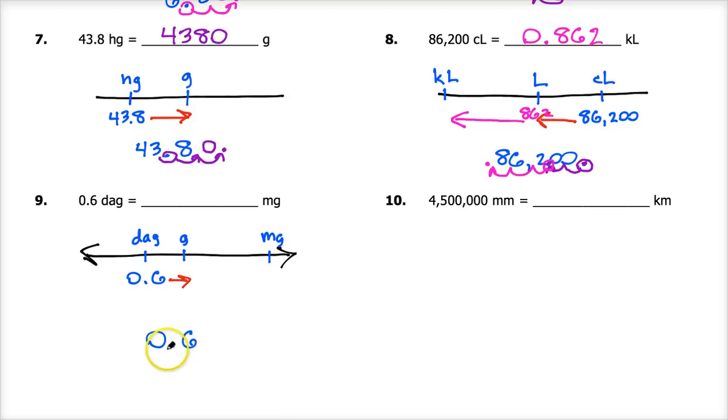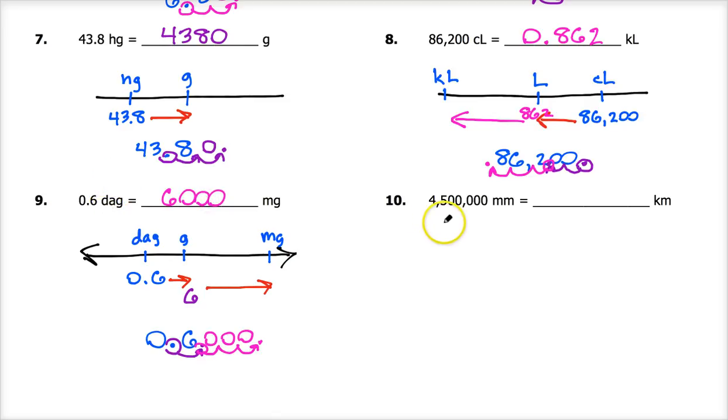So if we have 0.6 decagrams, then we have 6 grams. And then from there, we need to move our decimal 3 more places to the right. So if we move our decimal 3 more places to the right, 1 place would put us at 60, another at 600, and then a third decimal place, 6,000. There are 6,000 milligrams in 0.6 decagrams.